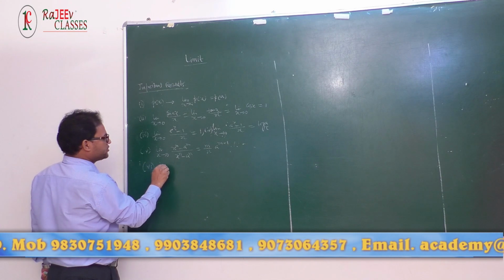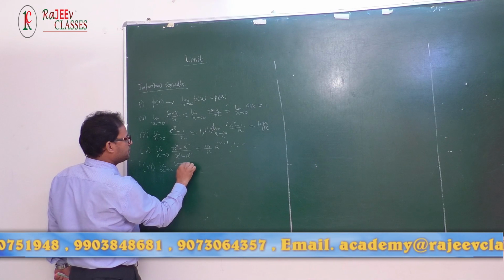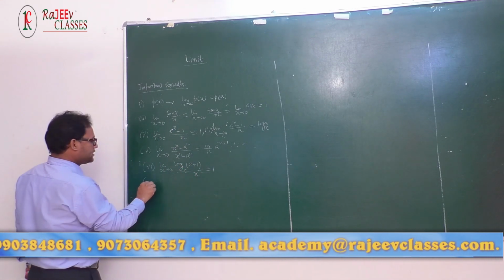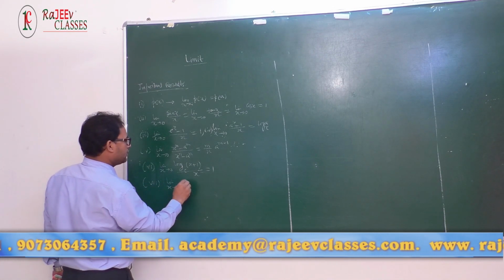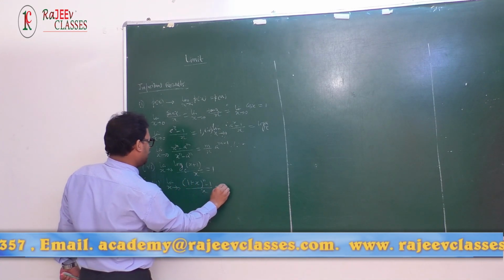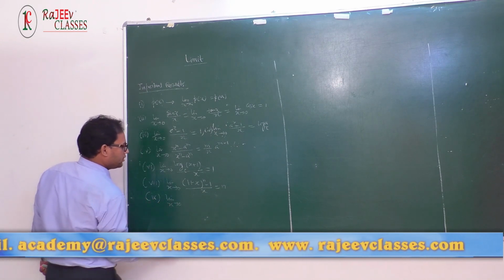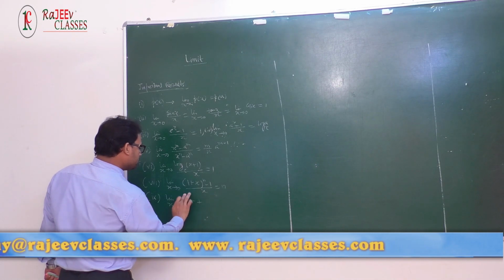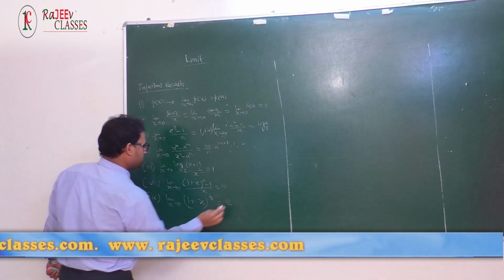Number 6, limit x tends to 0, log of base e (1 plus x) by x is 1. Number 7, limit x tends to 0, ((1 plus x) whole to the power n minus 1) by x is equal to n. Number 9, limit x tends to 0, (1 plus x) whole to the power 1 by x is equal to e.